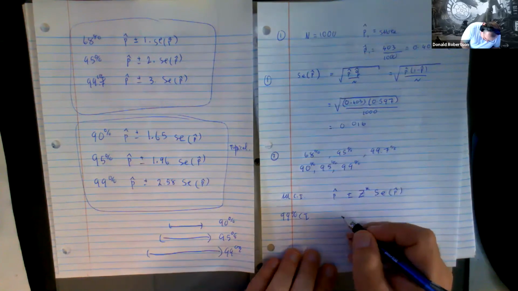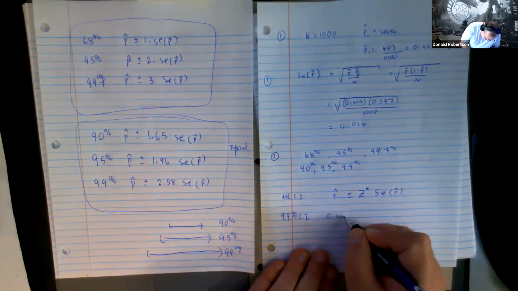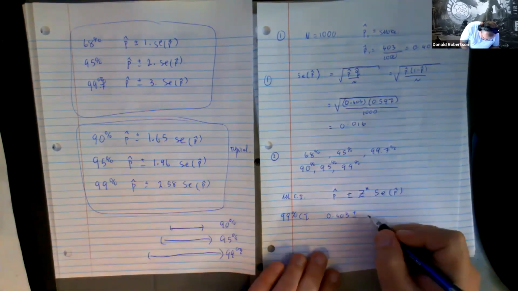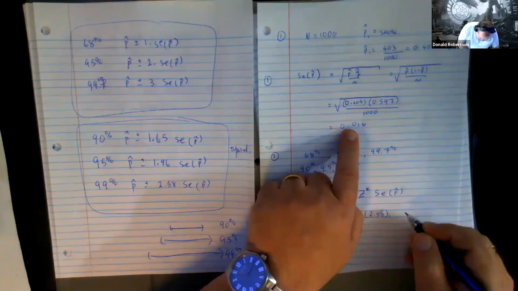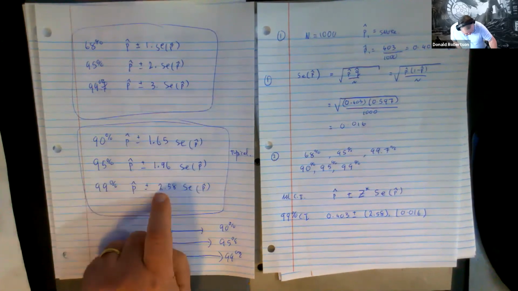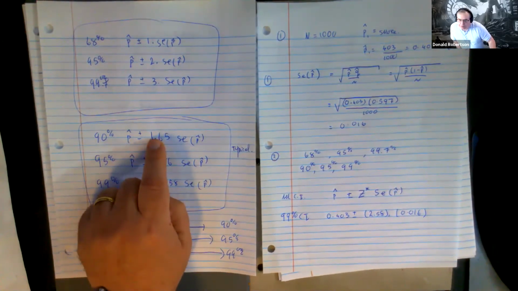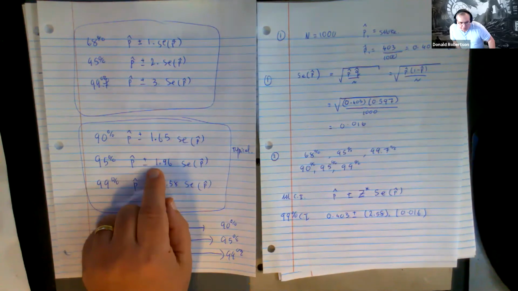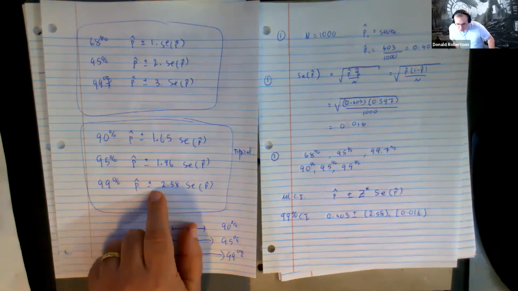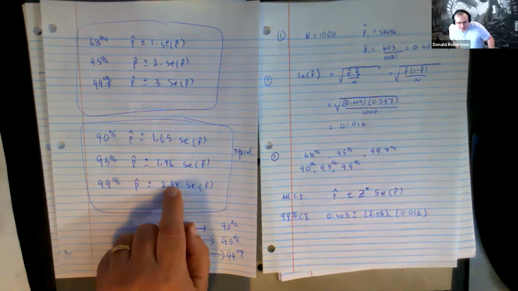So in this case, we have a p-hat of 0.403, plus or minus, for a 99%, it's 2.58, and the standard error is 0.016. Now, these numbers here do not change. It doesn't matter how big your sample size is. If you want a 90%, it's 1.65 times the standard error. If you want a 95, it's plus or minus 1.96 times the standard error. And if you want a 99%, which is one we're doing right now, it's 2.58. So that's the kind of thing you want on a piece of paper somewhere where it's easy to find.